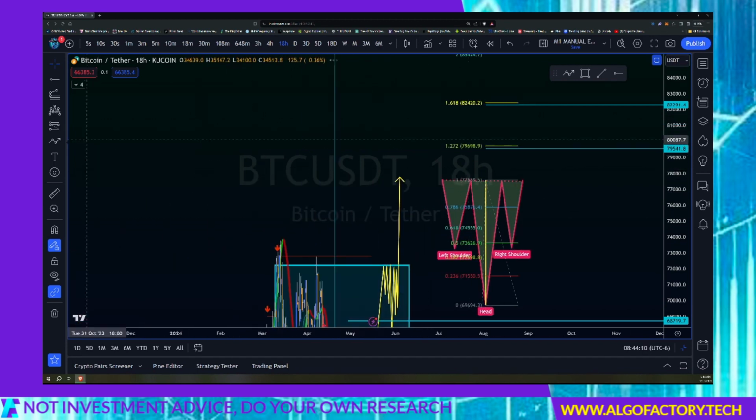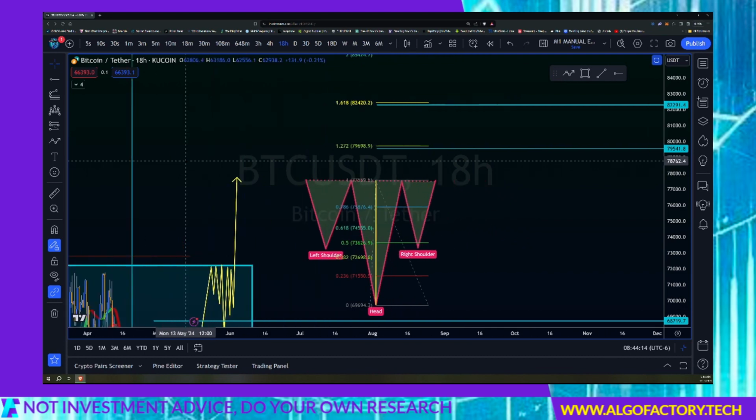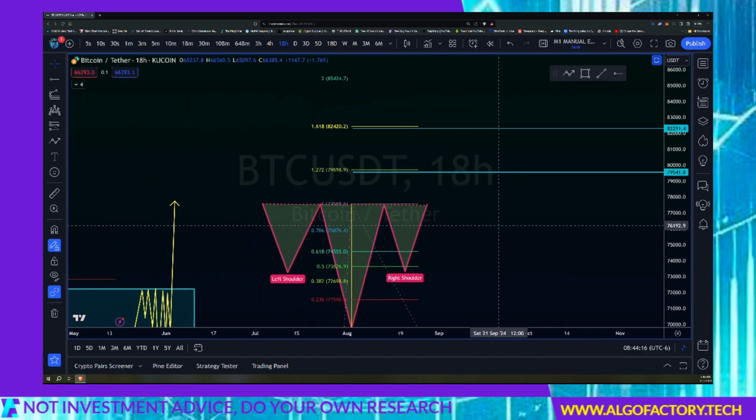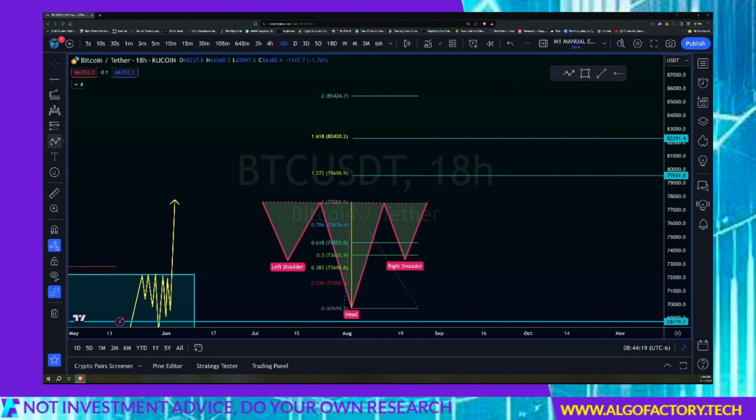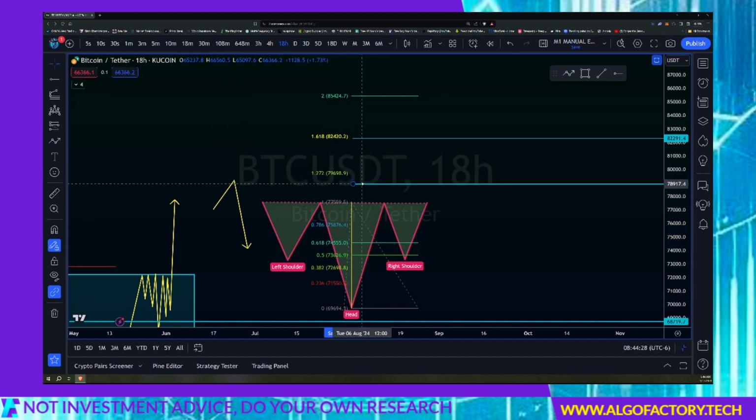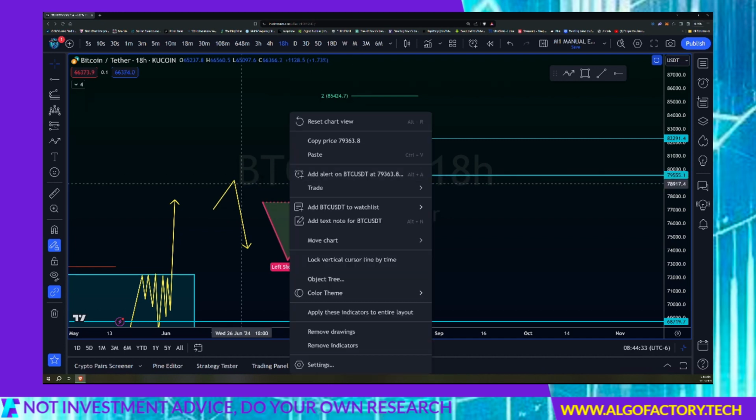And of course, I would look back to the left to see if there is any structure in the way, because structure trumps fibs in my testing, right? So if there was some kind of structure like a pivot recently that happened lower, right? Price came up, price came down, and a pivot was lower than this 1.272, then I would adjust my target to be below that pivot. That's how that works.